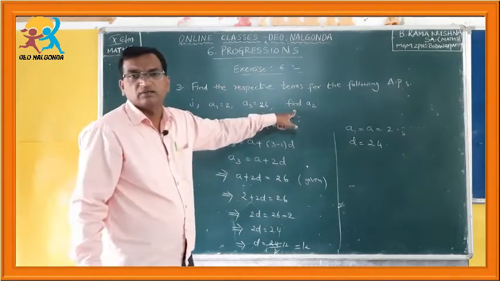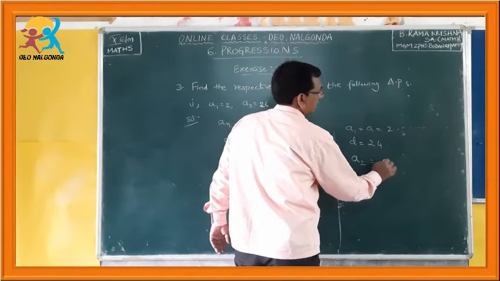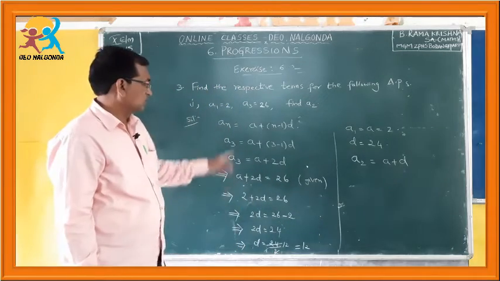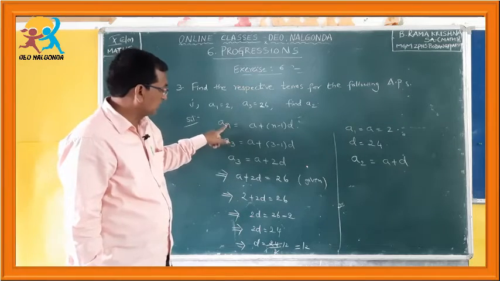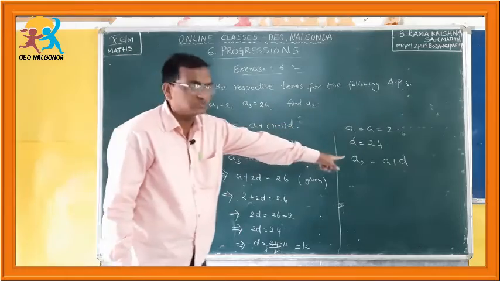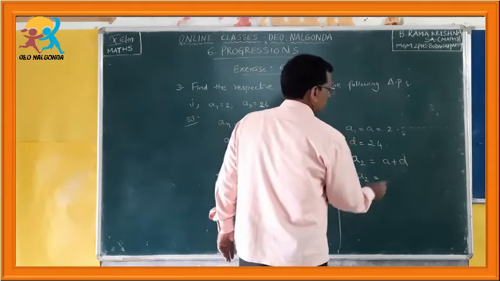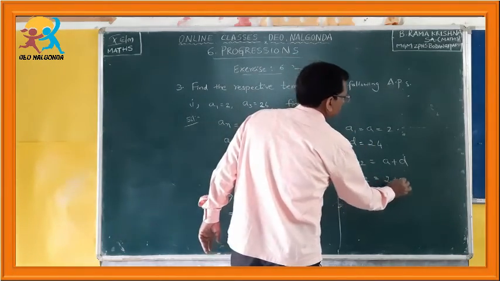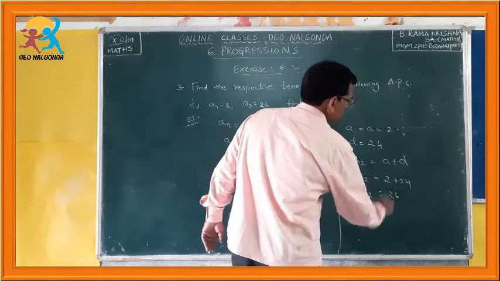Now we are required to find out A2. You can write directly, A2 is equal to A plus D. How? Using this formula: in the place of n, if you substitute 2, A2 is equal to A plus 2 minus 1. 2 minus 1 is 1, and 1 into D is nothing but D. So A2 is equal to A plus D. Substitute the values of A and D here, and you will get the answer directly: 2 plus 24, therefore 26. So A2 is equal to 26.